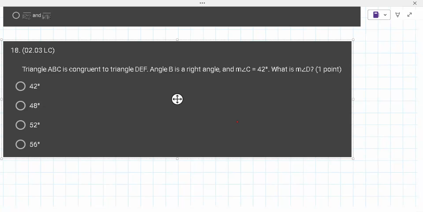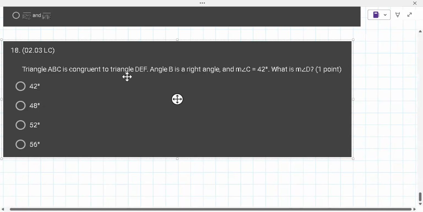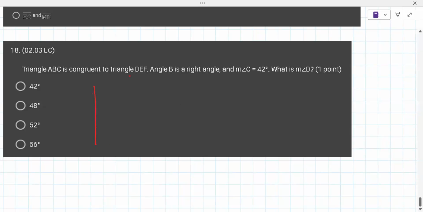So here we go. If triangle ABC is congruent to triangle DEF. Here's triangle ABC, and it says that B is a right angle. Do you remember what the measure of a right angle is? 90 degrees. And then they're telling you C is 42. You remember what all three angles add up to? 180. So give me the missing angle here. 48.